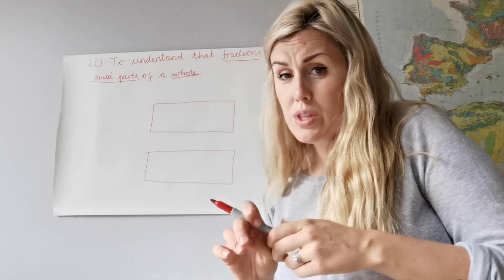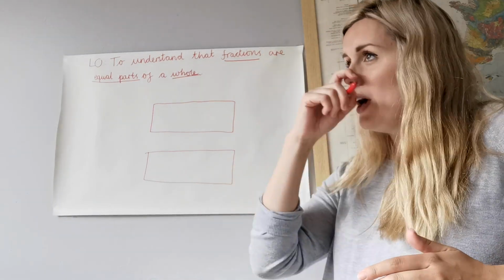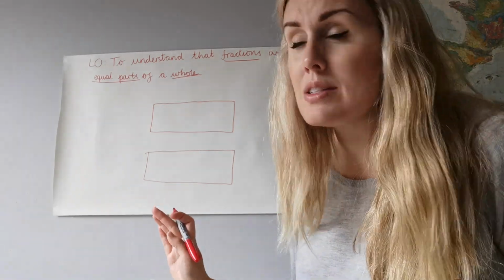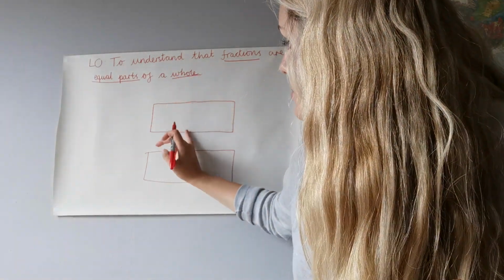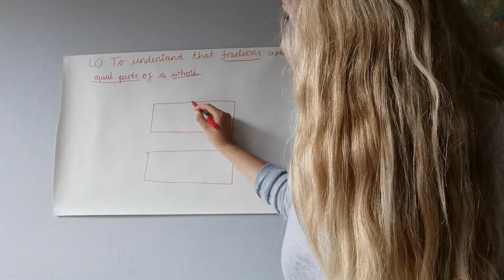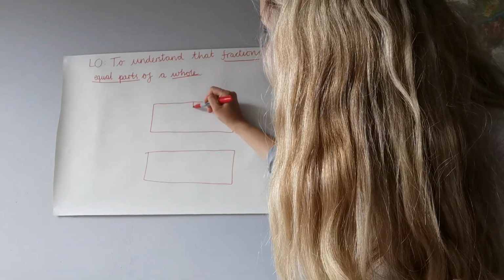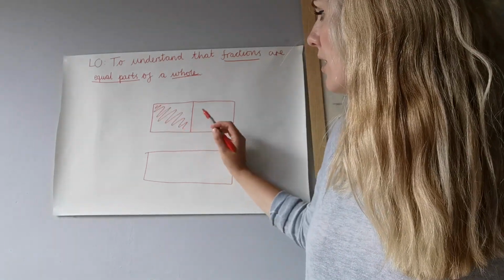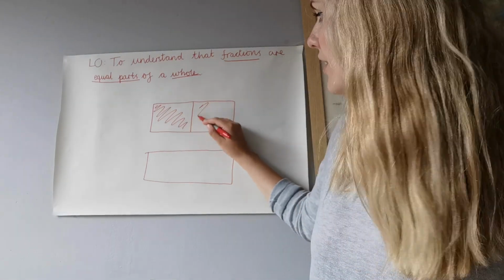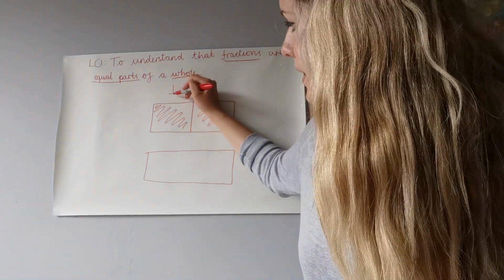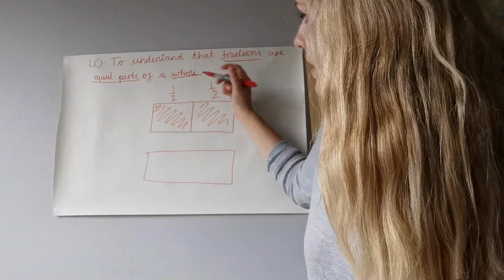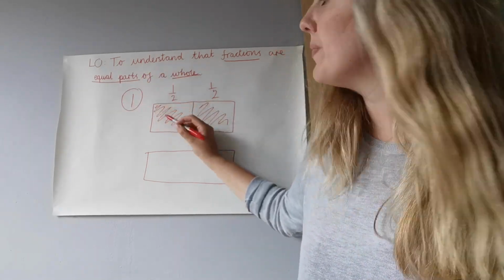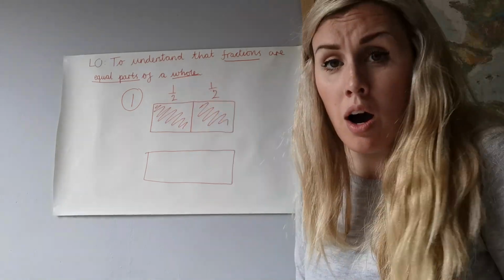So with a shape or with a chocolate bar, you really have to use your eyes to visualise where you think half is, sort of straight down the middle. Okay, so I'm going to look really carefully. I think it's about here. There we go. And so I've split it into half. That's one half, that is another half. Okay, so this is my one whole chocolate bar, and I've split it into two halves.